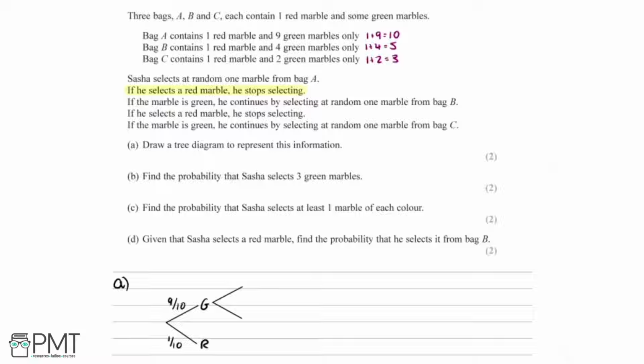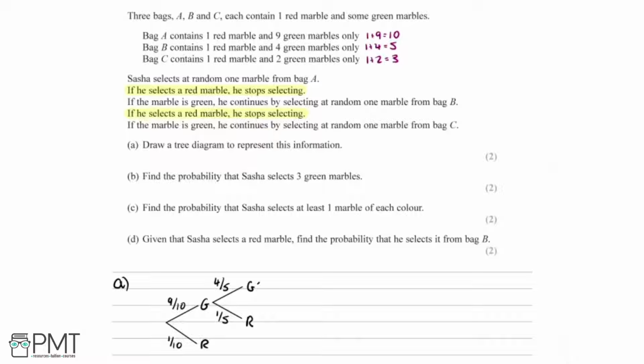Well, bag B has 1 red marble and 4 green marbles. And there are 5 in total. So for it being red, there's a 1 in 5 chance of choosing red. And there are 4 green marbles, there's a 4 in 5 chance of choosing green. And look at the next part. Again, it says if he selects a red marble, he stops selecting, so that's the end of that branch. However, if the marble is green, he continues selecting 1 from bag C.